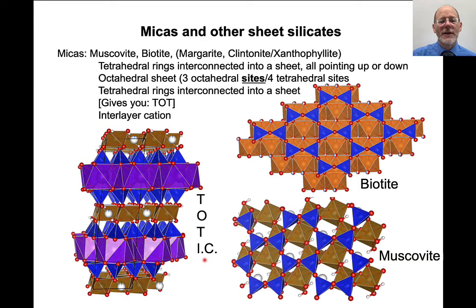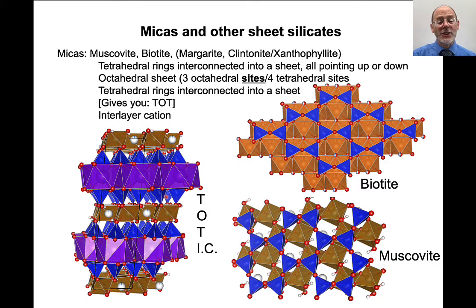Okay, first let's talk about sheet silicates. So sheet silicates are particularly important for micas, for muscovite and biotite. And the way this structure works is there's a tetrahedral sheet, an octahedral sheet, and a tetrahedral sheet that are all bonded together. So we call this a TOT, and this is the sandwich structure. Sandwich because this is like a stiff piece of bread, sort of squishy octahedral sheet, another sheet of bread, and this forms the basic structure of a mica.